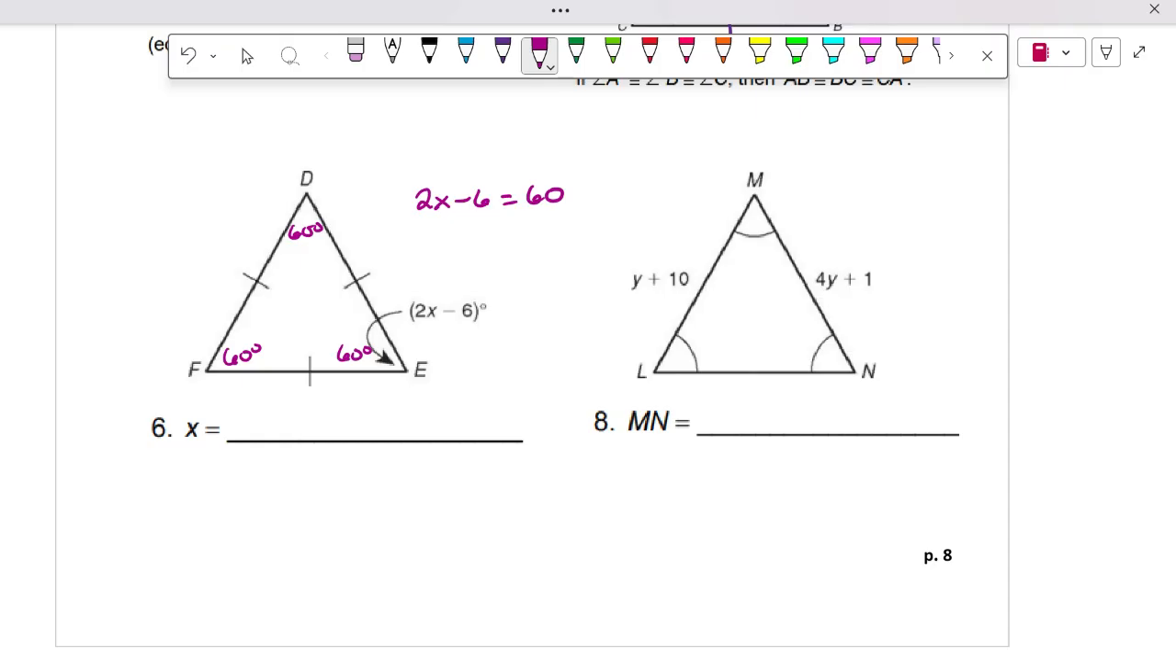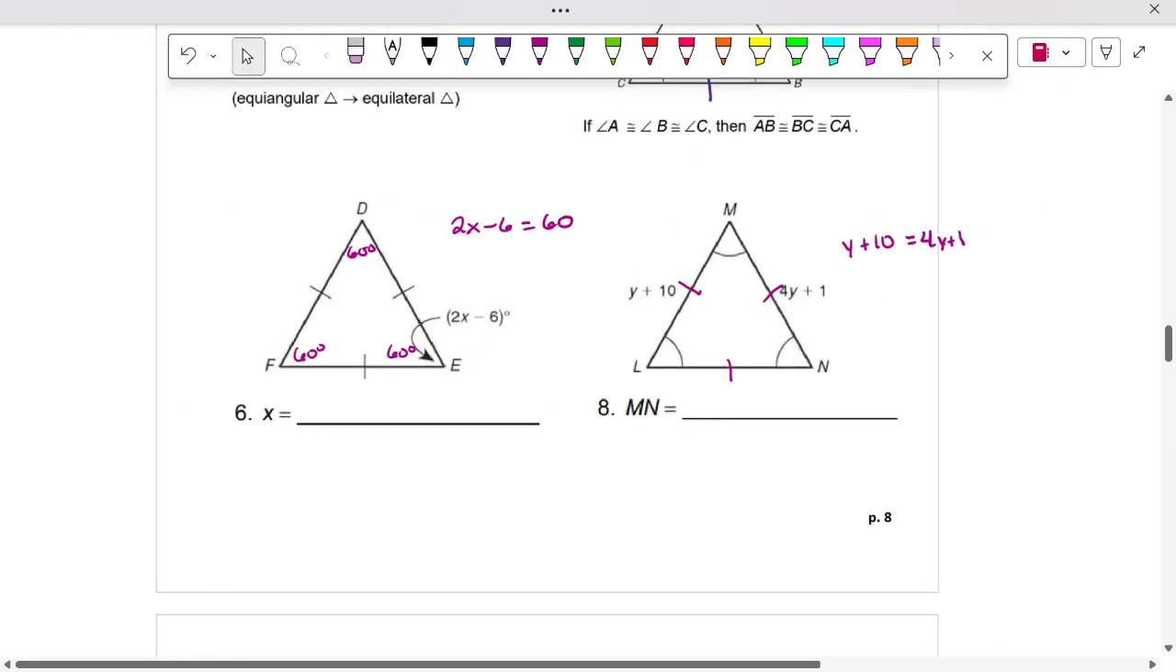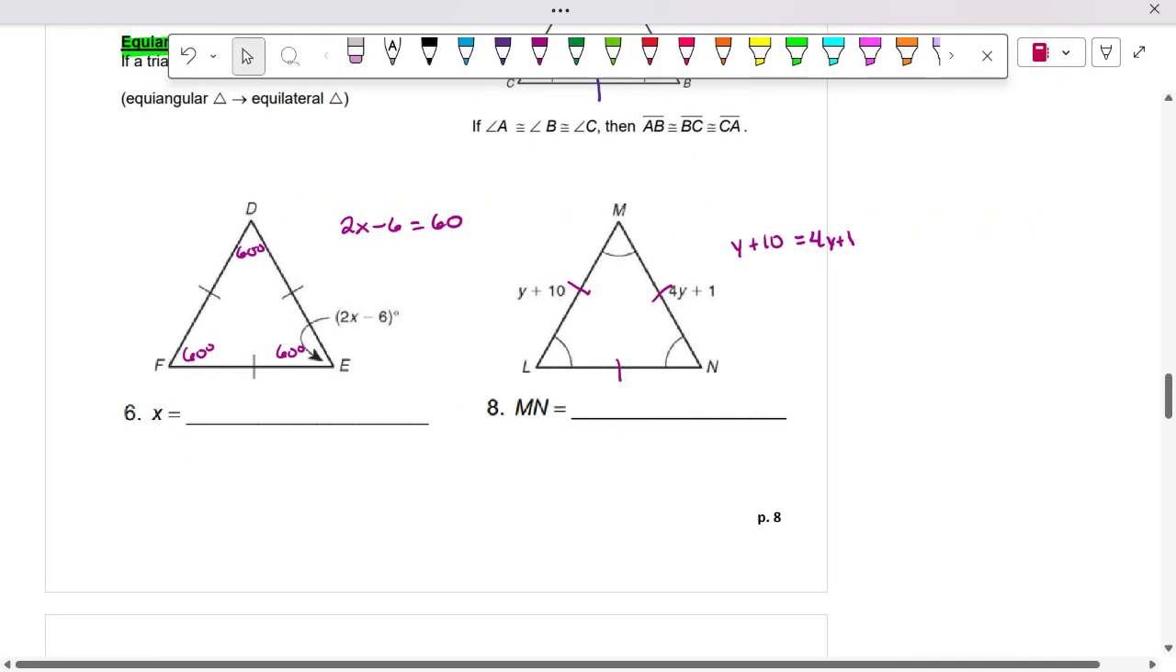What about 8? What's true about those two sides that they marked? They're equal because all three sides are equal. So if I wanted to solve for mn, what's the first step? Right, solving for y first. So y plus 10 is equal to 4y plus 1. Then from there you solve for y and plug that back in. Any questions on isosceles or equilateral triangles?